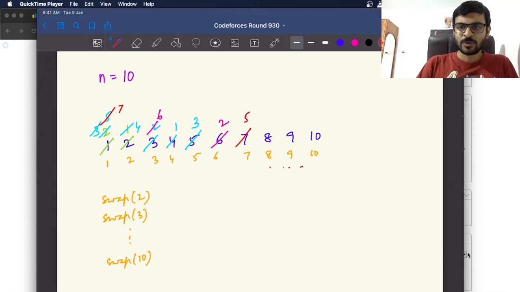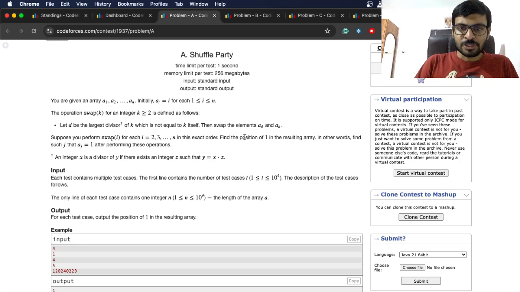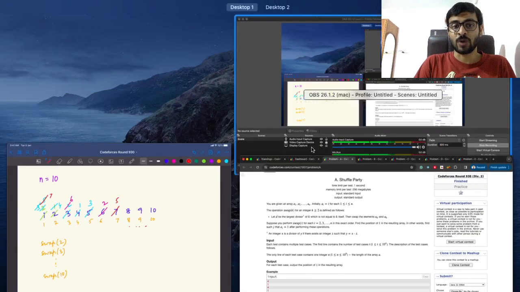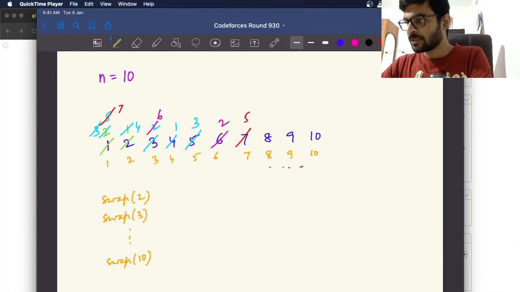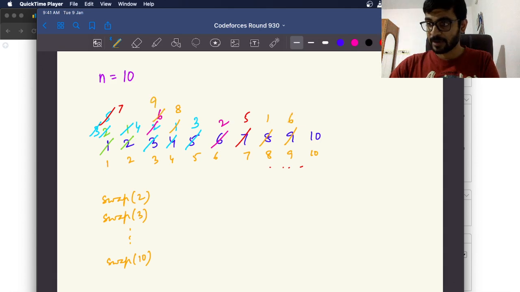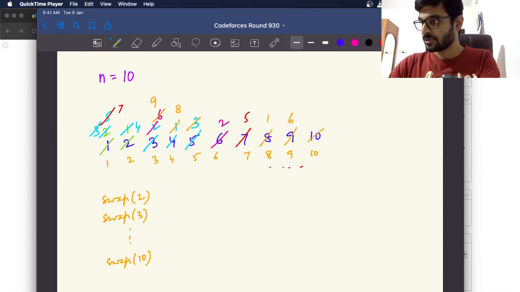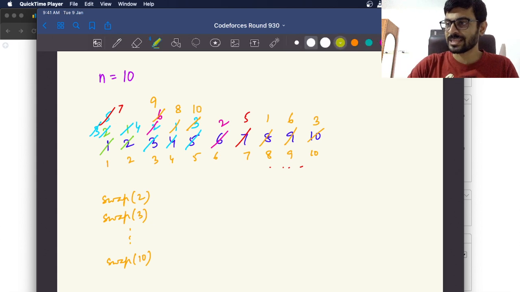Now, what is the question? The question says, what is the position of 1 in the resulting array? Where will 1 go? If I complete this: 8 with 4, at 4 we have 1, so 1 comes here and 8 goes here. 9 with 3, at 3 we have 6, so 9 comes here and 6 goes here. And 10 with 5, at 5 you have 3, so 3 goes here and 10 goes here. Quite a lot of changes, but what is the position of 1? That is what we are interested in. 1 is located at 8.